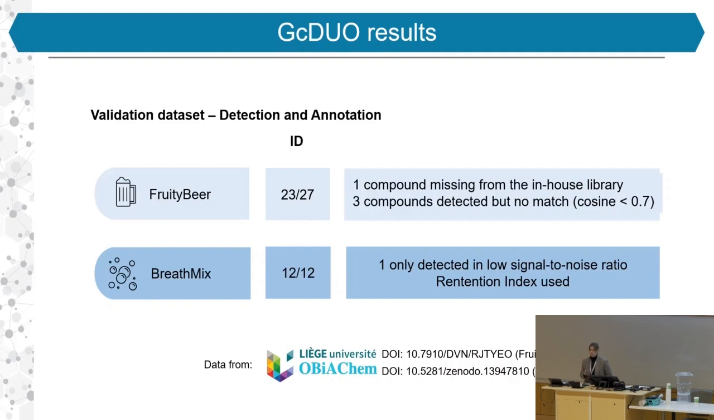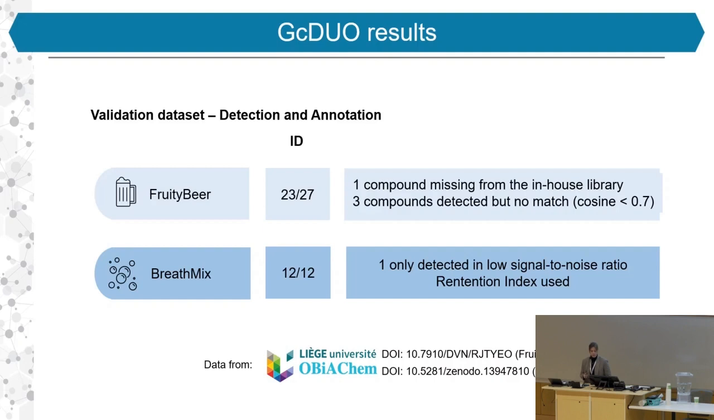From the peaks that were not detected, one was missing from our in-house library, and the undetected peaks correspond to a small chromatographic signal with few fragments to deconvolute. So PARAFAC fails when you have spectra with too few fragments.